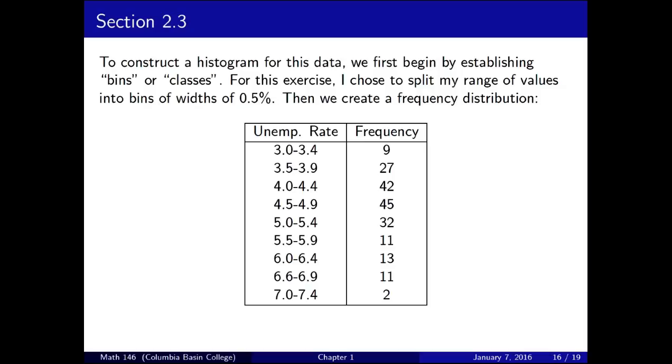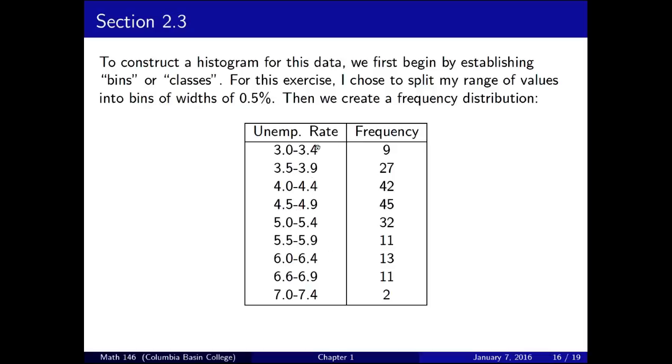I noticed that my unemployment rates ran generally from about 3% up to about 7.5%. So what I've done is split that range into equal sized bins. Each bin has a width of 0.5%. So I'm going to group together every month between 3 and 3.4%, then every month between 3.5 and 3.9%, then 4 to 4.4, then 4.5, then 5, 5.5, and so on.